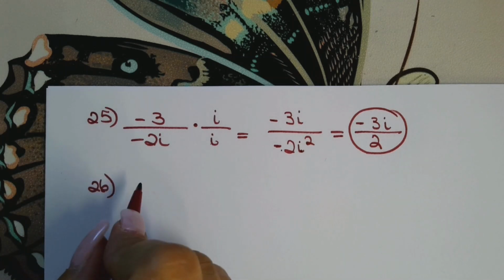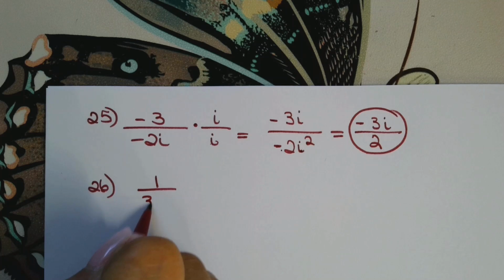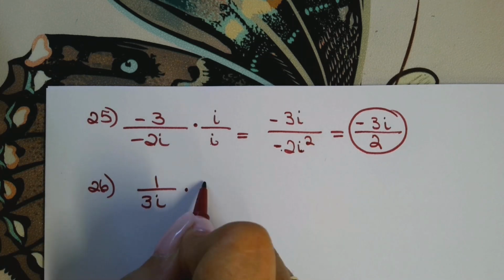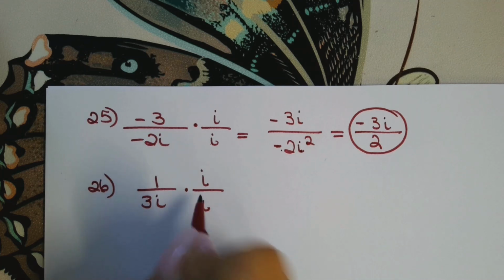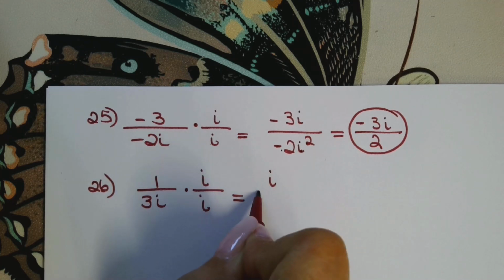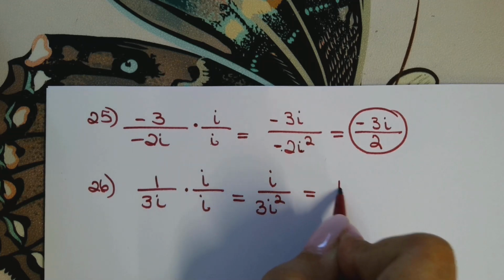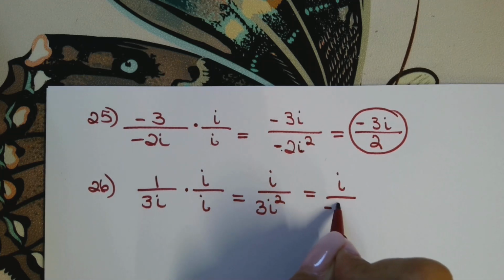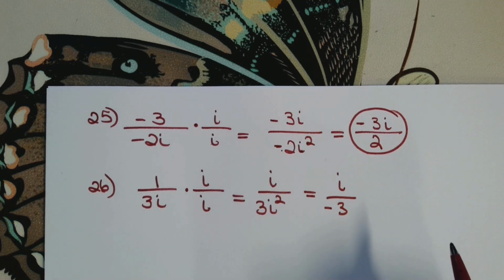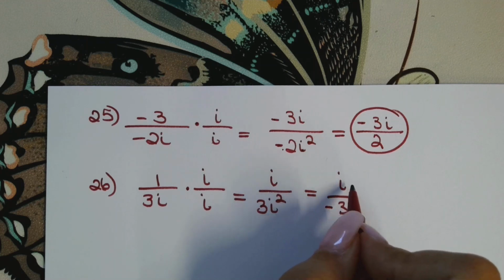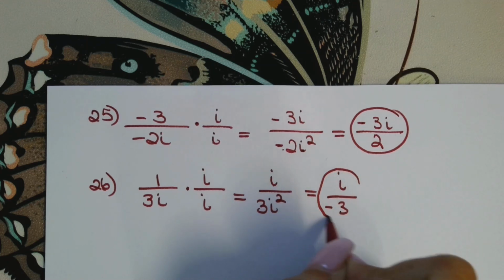Number 26, 1 over 3i. Again, let's get rid of that i in the denominator. This will give me i over 3i squared. i squared is just negative 1. So number 26 is negative i over 3, or i over negative 3. Does not matter how you write it.